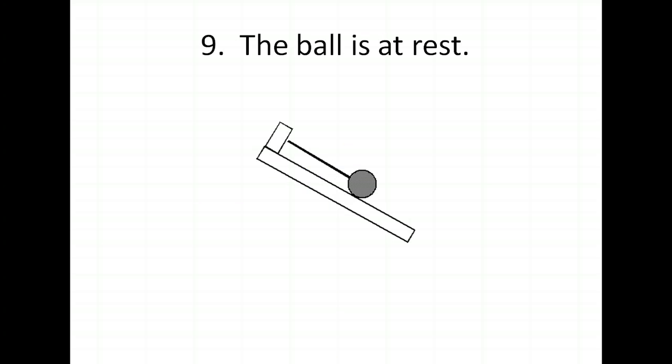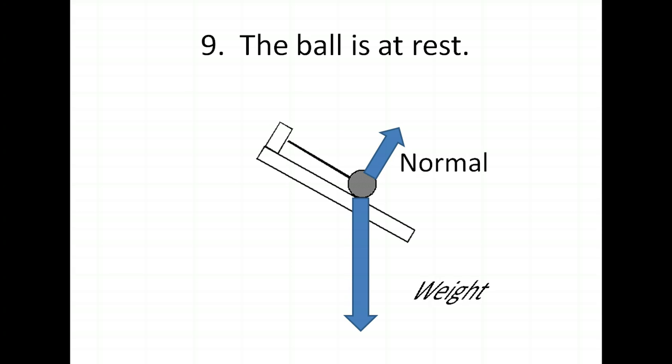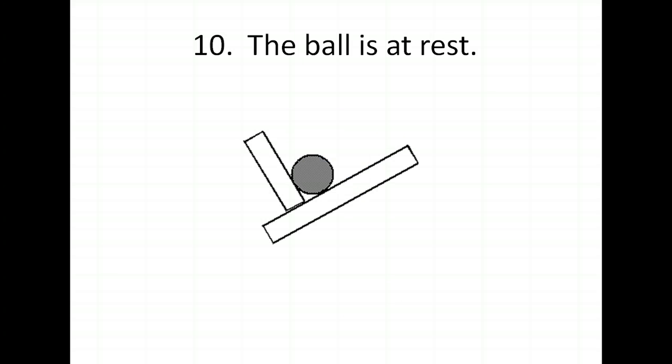A ball at rest. It's hanging from a string. So we have our normal force perpendicular, our weight going down, and what kind of force is that? Ooh, I hope you guessed tension, holding it in place, not allowing it to roll down.